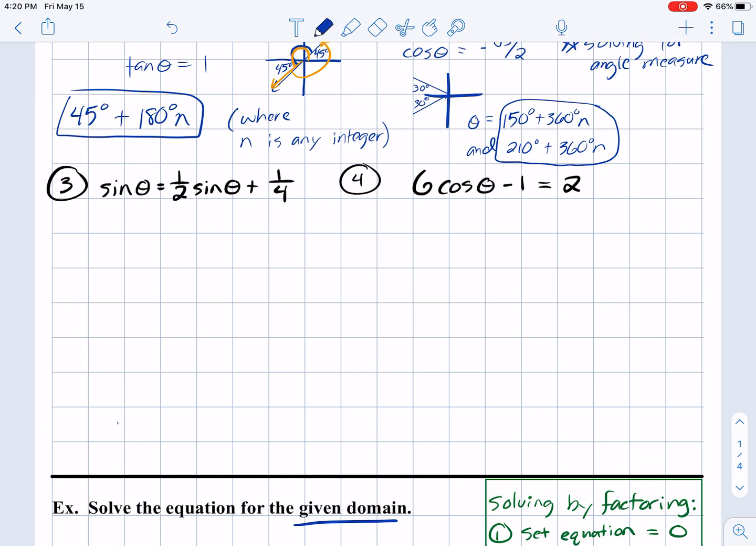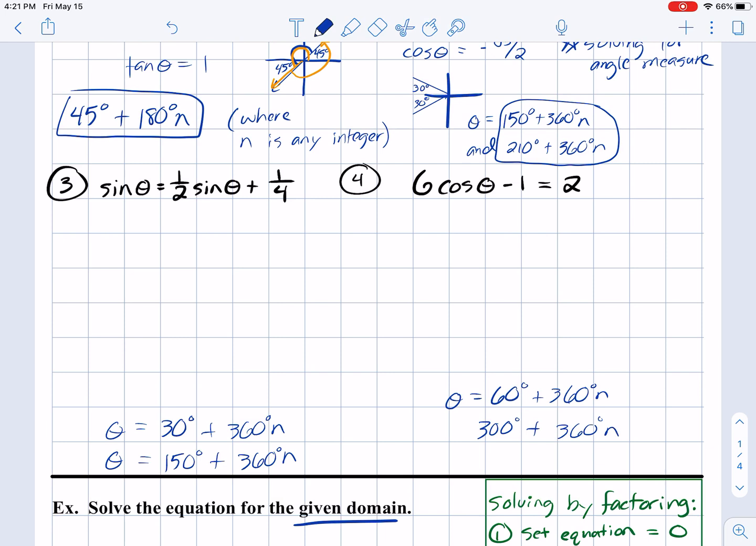For number 3, you should have gotten theta equals 30 degrees plus 360 n, and theta equals 150 degrees plus 360 n. Okay, for number 4, you should have gotten theta equals 60 degrees plus 360 n and 300 degrees plus 360 n. And for the sake of time, I'm not going to do both.